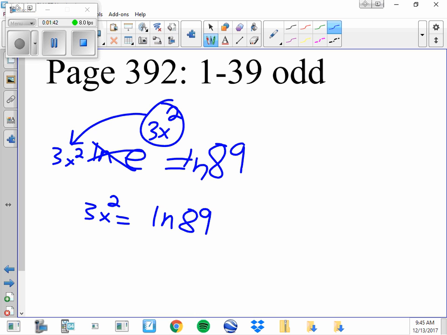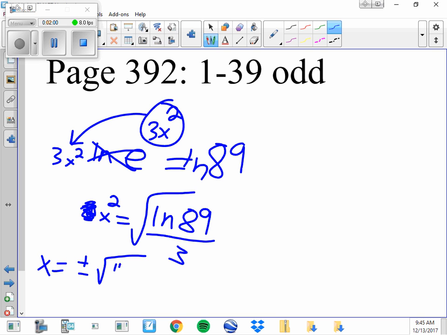Now, is it 89 over 3, or is it the ln of 89 over 3? The ln of 89 over 3. And then square root. So the answer is x equals plus or minus the square root of the ln of 89 over 3. Just leave it. That's the exact answer. If on the second set it asks you to find the decimal approximation, you just plug it in your calculator. Okay. What about this?